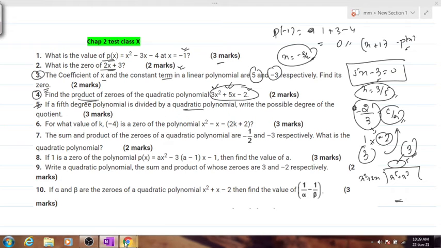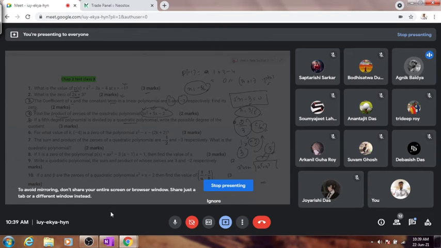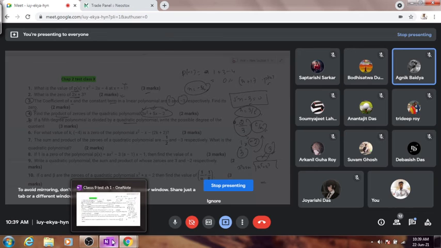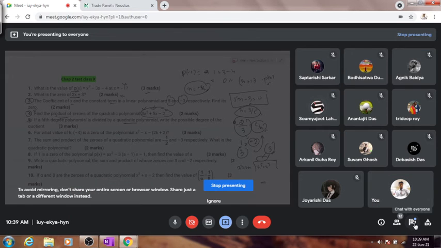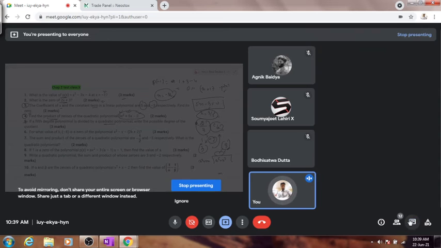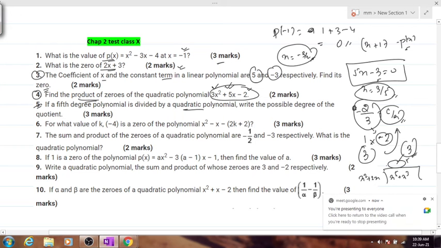Agnik? Sir, I did not say 7. Who said 7? That's so much. Why 7? They are asking for the quotient. The answer portion, what will it be? Agnik, how much have you got?